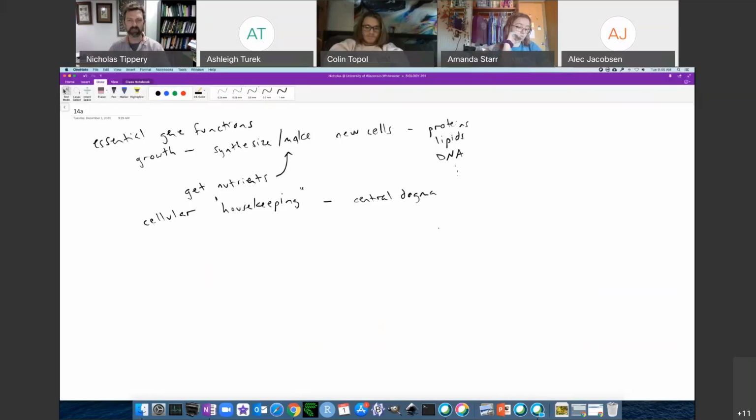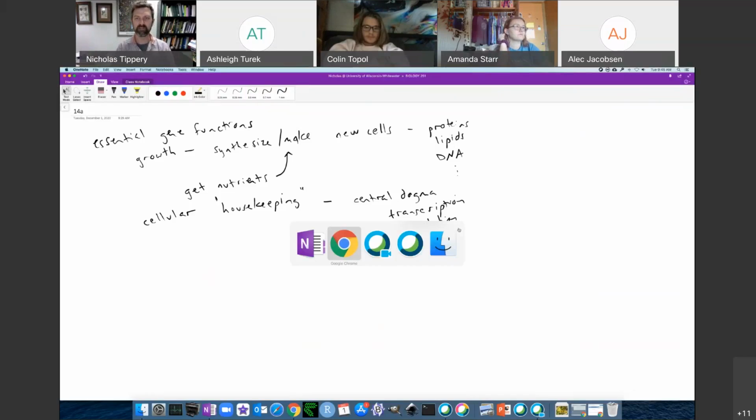And a lot of those are also related to central dogma. So we've got processes of transcription, translation. And there are enzymes responsible for these processes. So those enzymes need to stay on if this cell is going to be alive and make copies of itself.